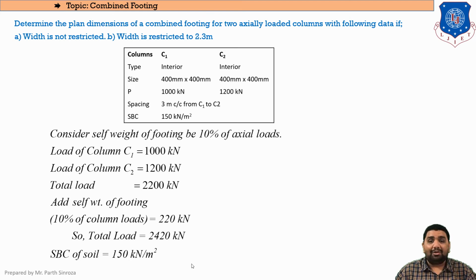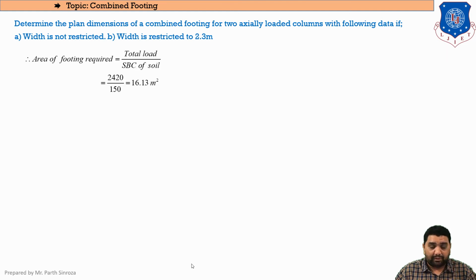These are the basic load calculations that we need to do either in the case of an isolated footing or a combined footing. The next step will be to find the area of the footing. The area of the footing will be found from the equation total load divided by SBC of the soil. The total load we just calculated was 2420, and the SBC is given to be 150 kN per meter square. So the total area comes out to be 16.13 meters square.